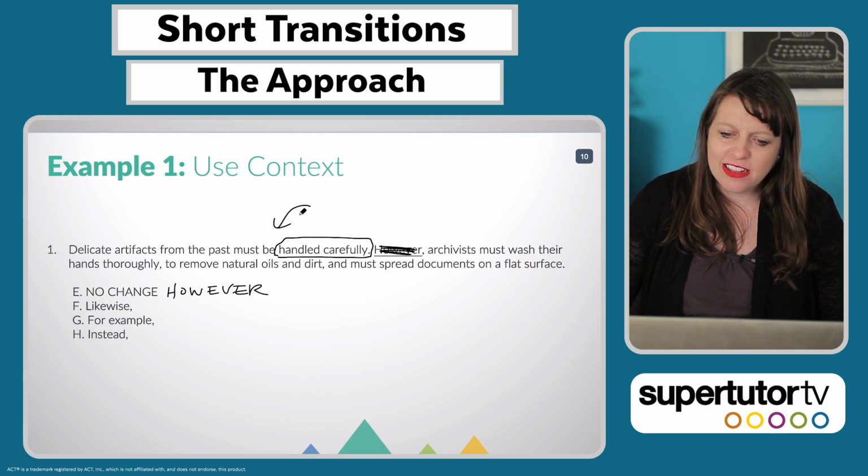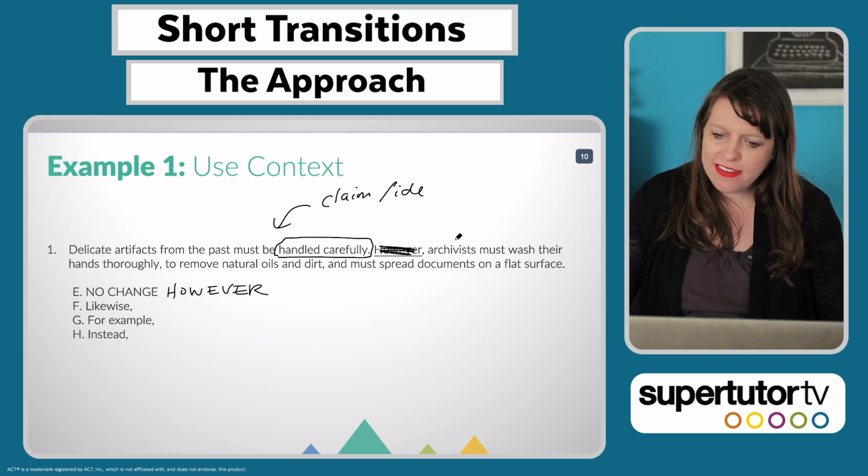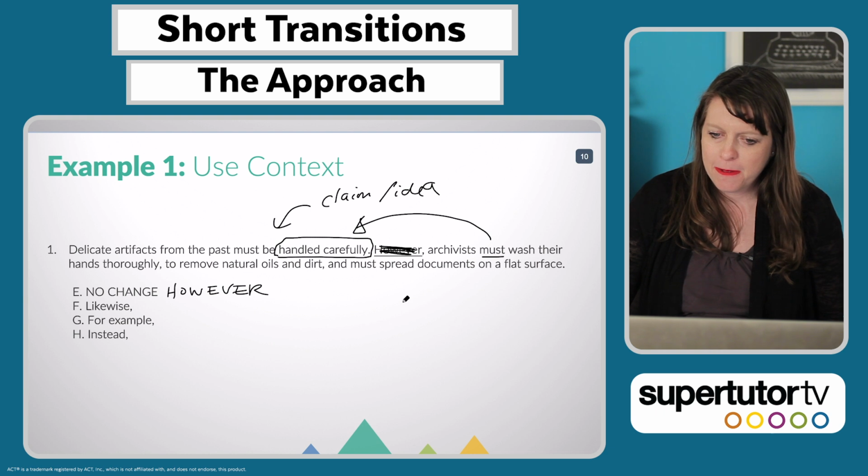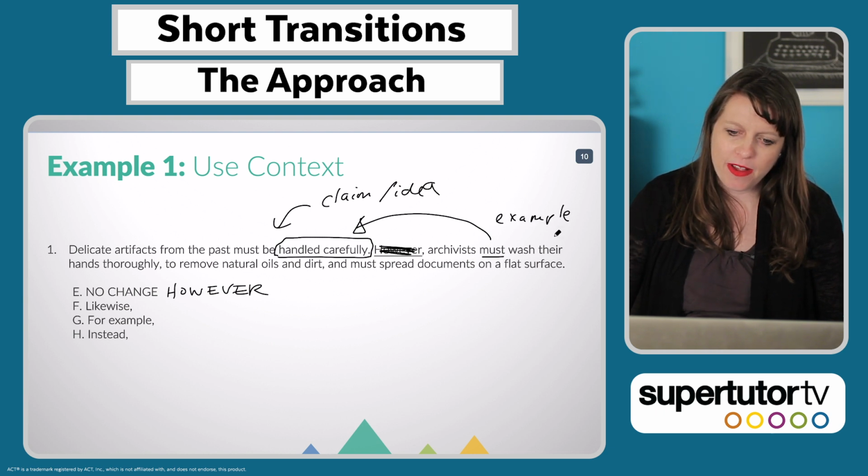I think this is a claim, or an idea. And then this is specifics: archivists must wash their hands thoroughly, and they have to spread the documents on a flat surface. So maybe these are the ways that they handle them carefully. So it seems like this is an example of that. So that seems like a claim, and that's some sort of example.